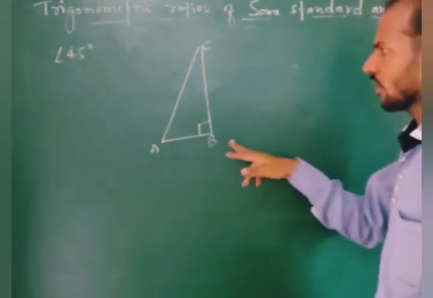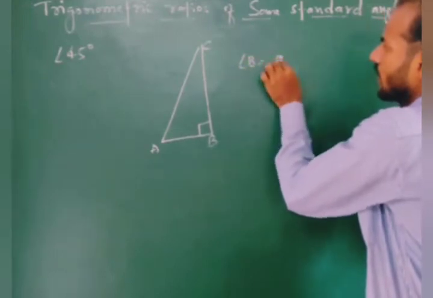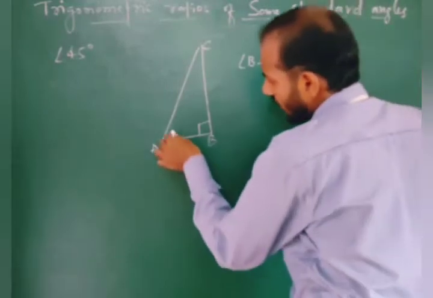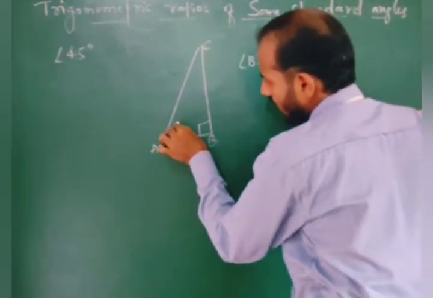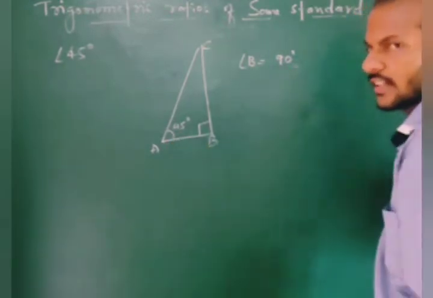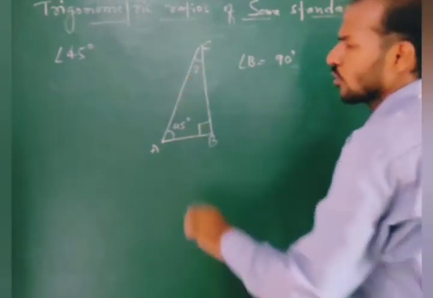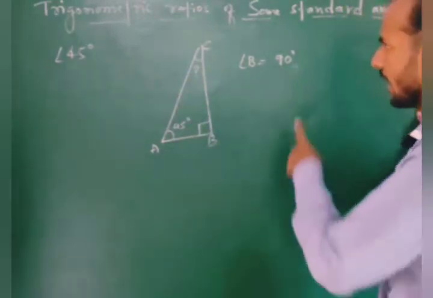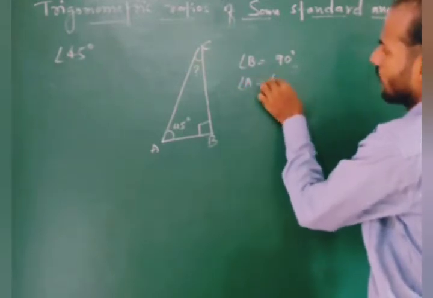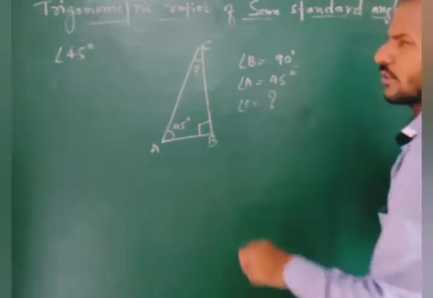That is, angle B is 90 degree. Now we have to find the ratio of this angle A, which we are considering as 45 degree. Then what is angle C here? We don't know angle C. Angle B is 90 degree, angle A is 45 degree, angle C we don't know the value, right?